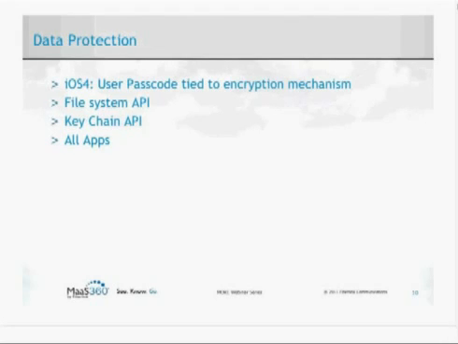The last topic is data protection. These APIs were introduced in iOS 4, where the user's passcode was tied to the encryption mechanism. Now, encryption mechanisms were introduced in 3GS, but in iOS 4, because of these data protection APIs, you could have a situation where you can save files which are accessible only when the device is unlocked, which was again huge.